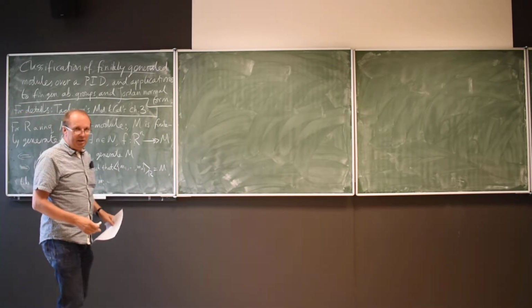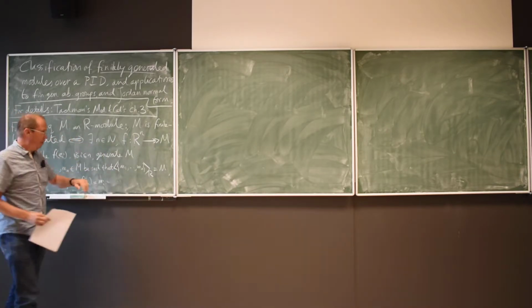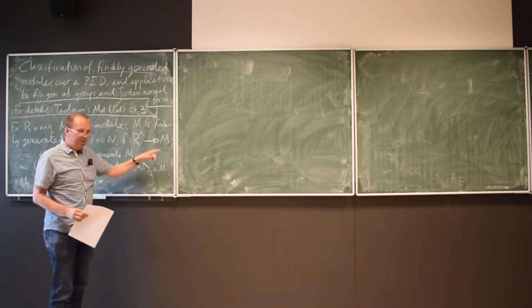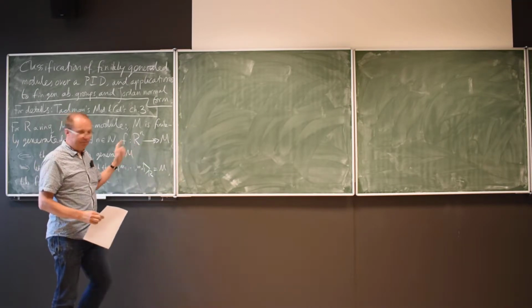So the thing to remember is, if you have a finitely generated module, you can find a surjective map from R^n to it for some n.